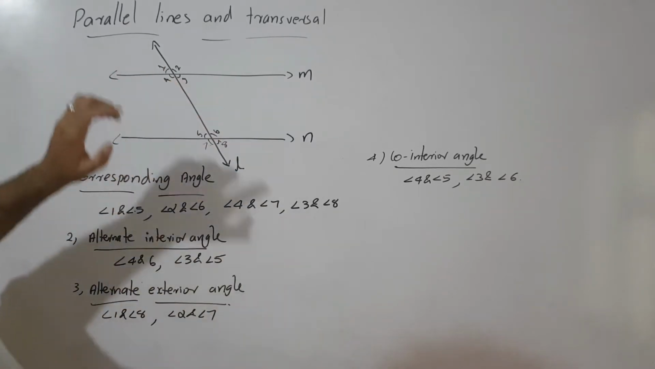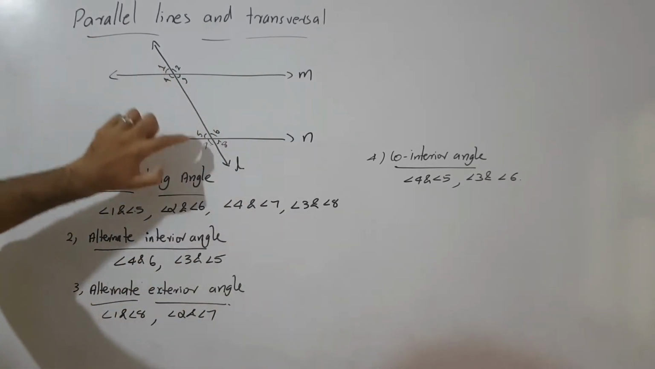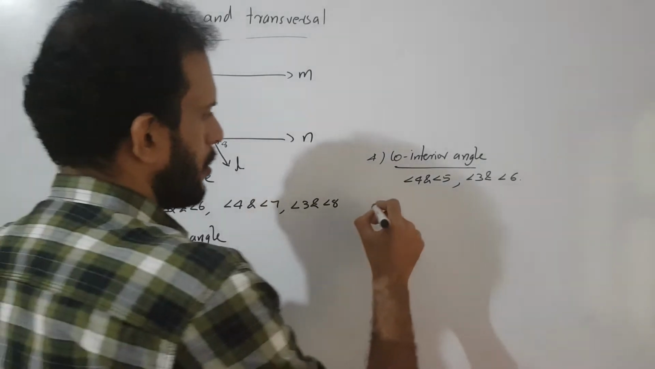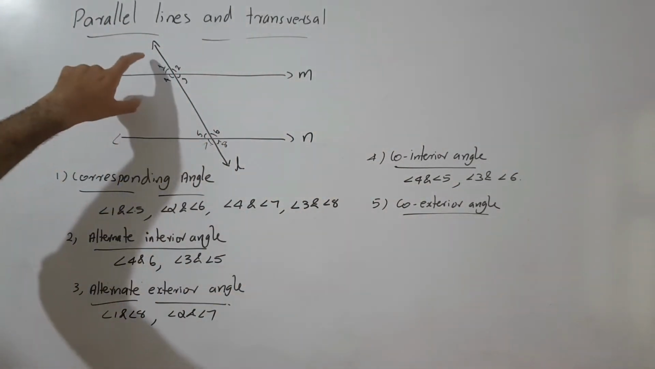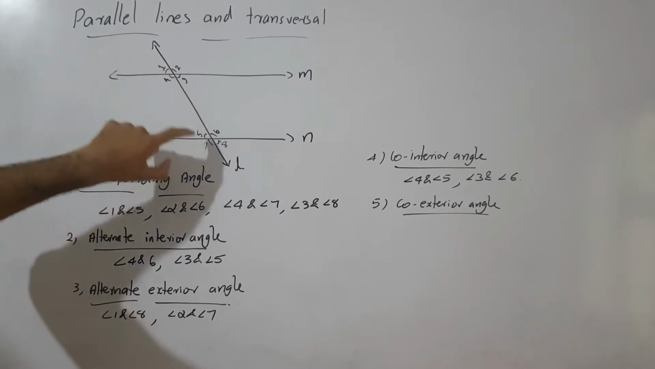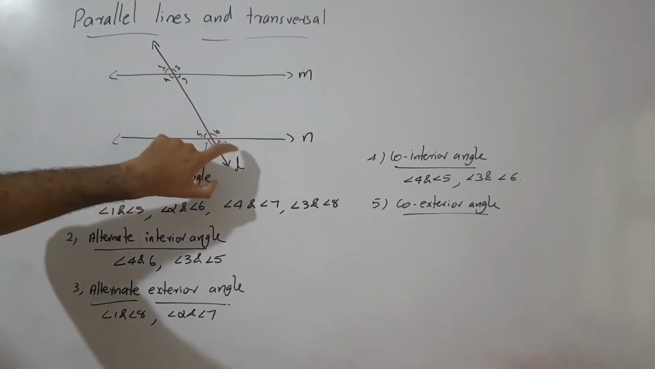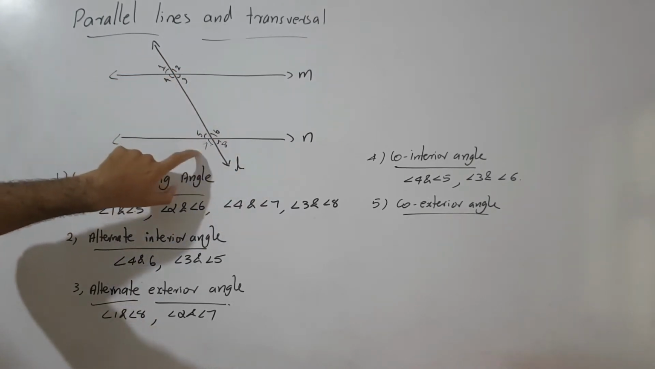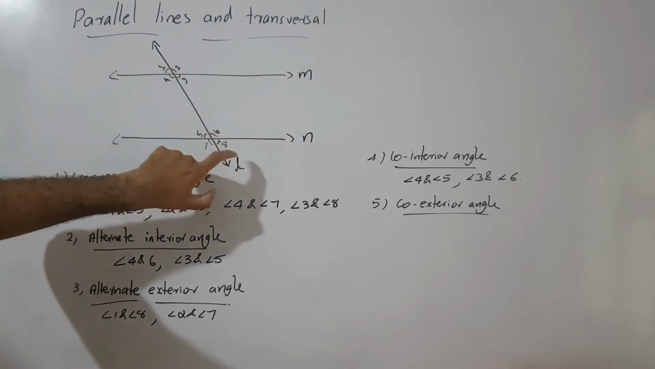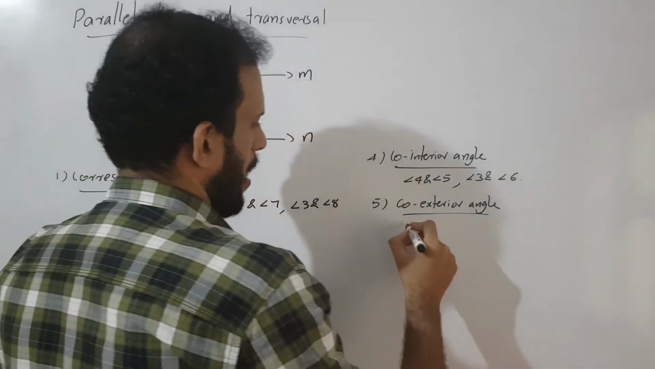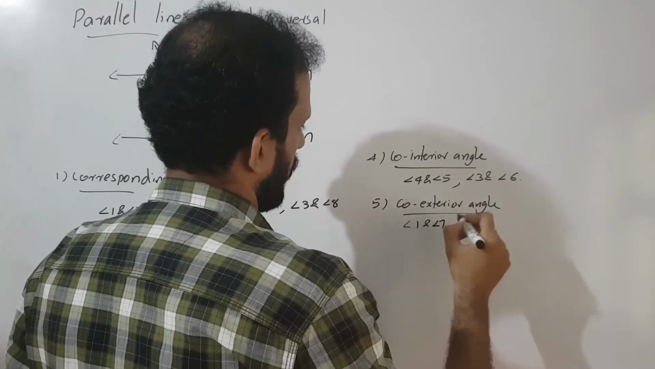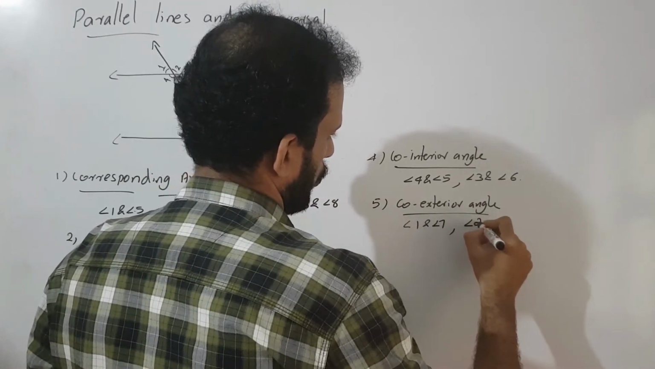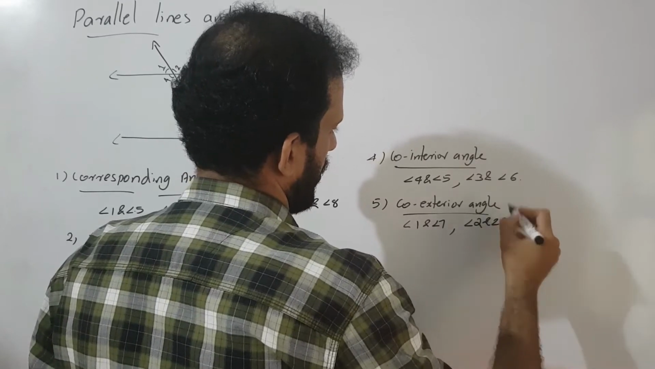There is one more, the co-exterior angles. The co-exterior angles are the same side exterior angles: angle 1 and angle 7, angle 2 and angle 8.